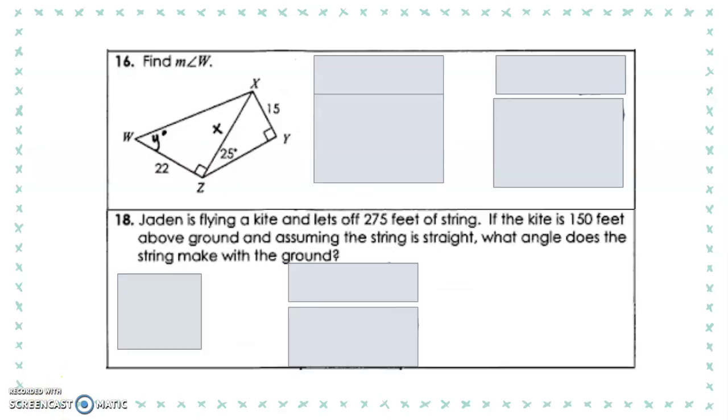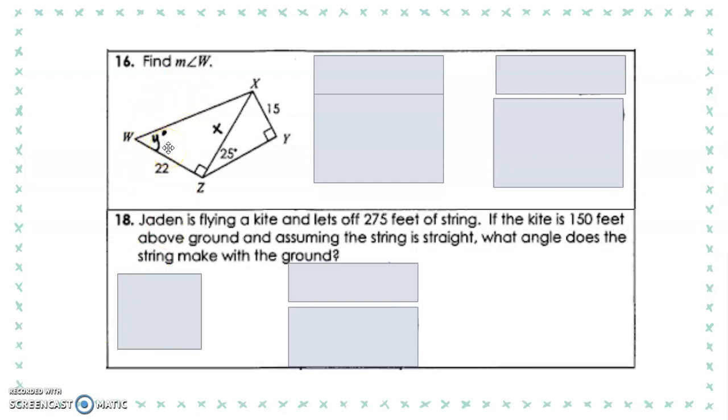We're going to look at a slightly more complicated problem for number 16. It's a little more complicated just because we have two triangles within one, so we have to make sure we're using everything the right way. For number 16, we're trying to find the measure of angle W, so I've marked that with Y. I'm trying to find that.